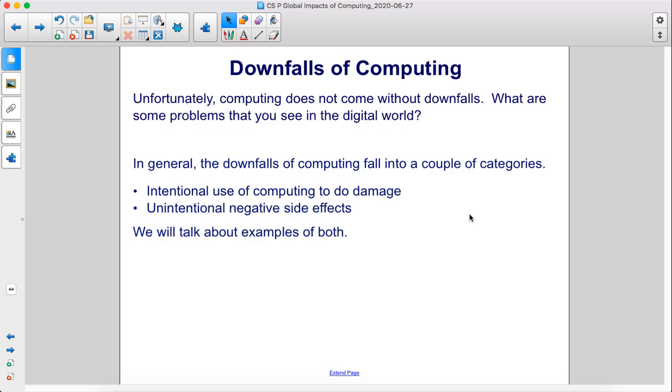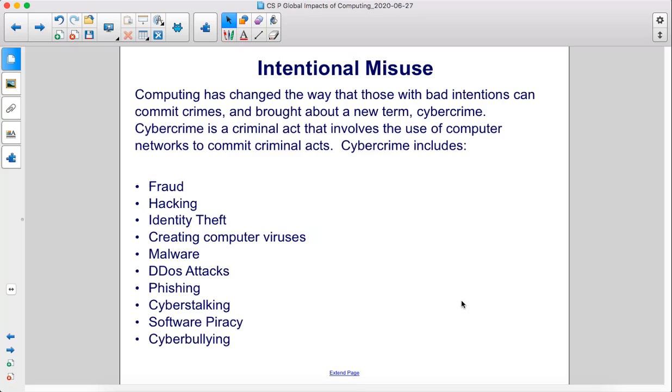Unfortunately, computing does not come without downfalls. What are some problems that you see in the digital world? In general, the downfalls of computing fall into a couple of categories: intentional use of computing to do damage and unintentional negative side effects. We will talk about examples of both.